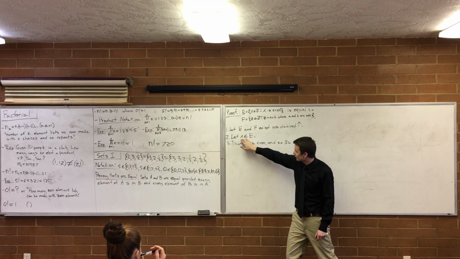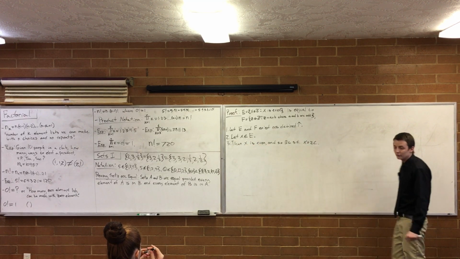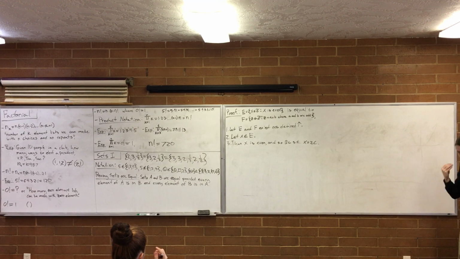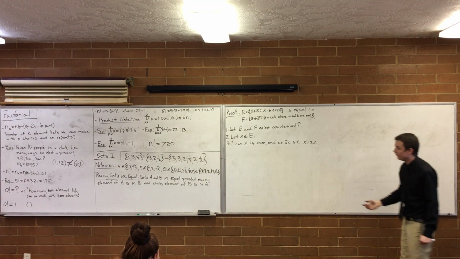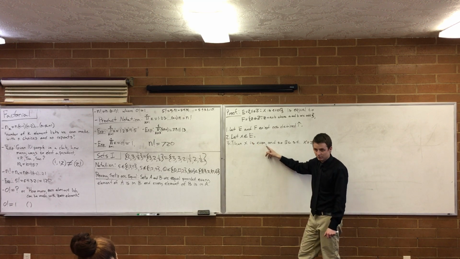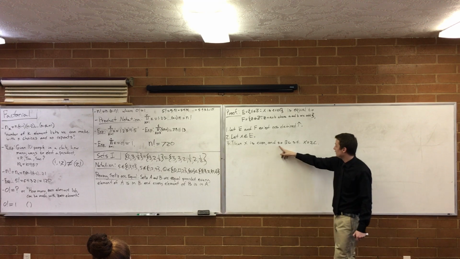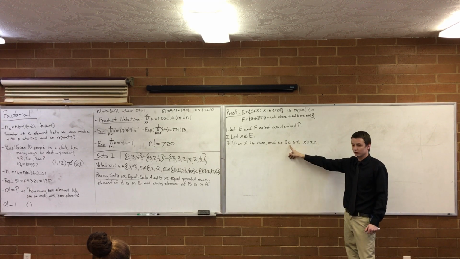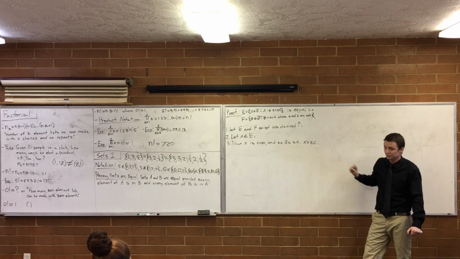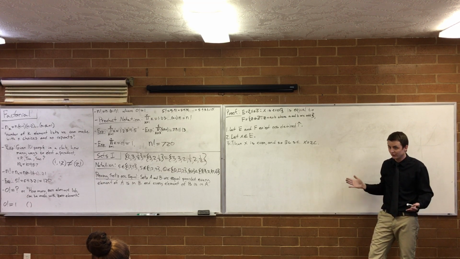So if X is in E, that means X is an even integer. That's what it means for X to be in E. E is a set of all even integers. If X is in E, then X is an even integer. Right? And if X is an even integer, then there exists some other integer C such that X equals 2C. That's what it means for X to be even.